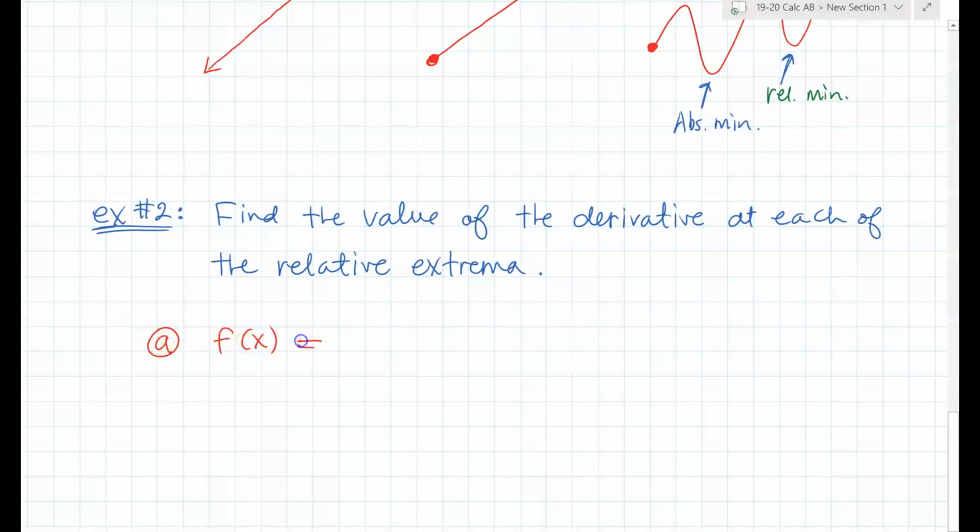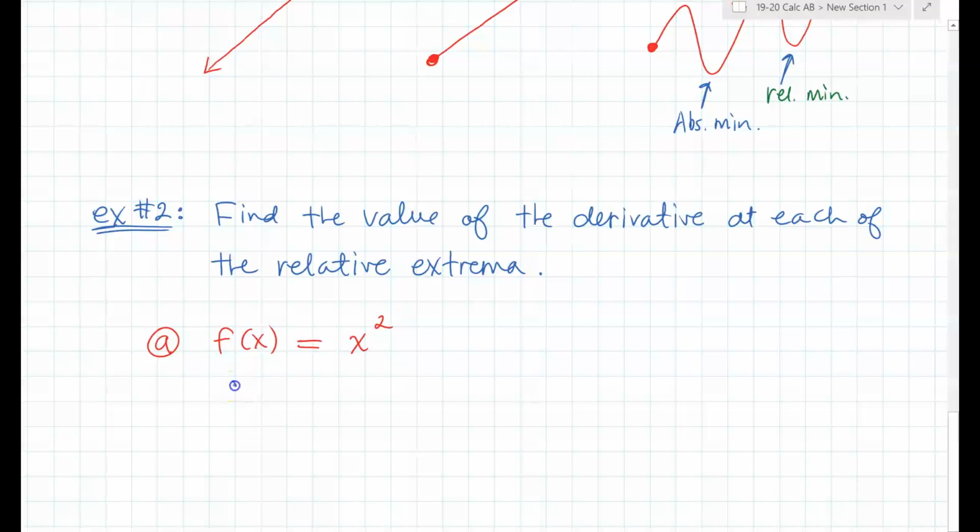F of x equal to x squared. We're going to start easy. Okay, and I want to show you something that actually pertains to next section, but it's just going to be a little bit easier for us to do. Okay, so find the value of the derivative at each of the relative extrema. I'm not doing the stuff that I had in here. So here's my first function. So let's take the derivative.